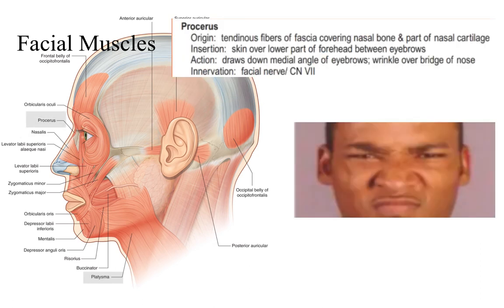So the procerus muscle is right here at the bridge of the nose, and it extends upward into the glabella. It's a triangular shaped muscle, and again supplied by the facial nerve, cranial nerve 7. Its action is that it's going to draw down the eyebrows medially and wrinkle the skin over the bridge of the nose to give you kind of this angry or confused look.